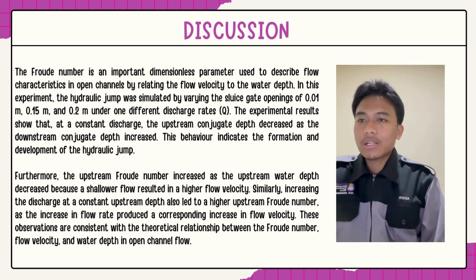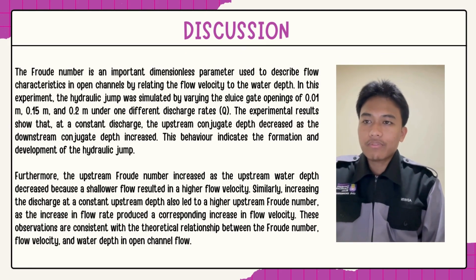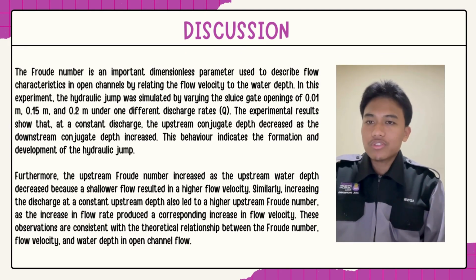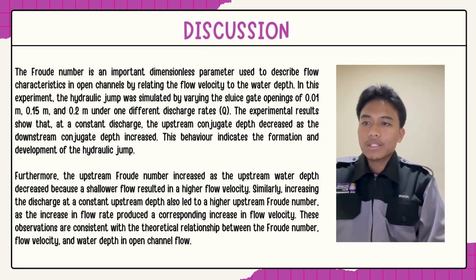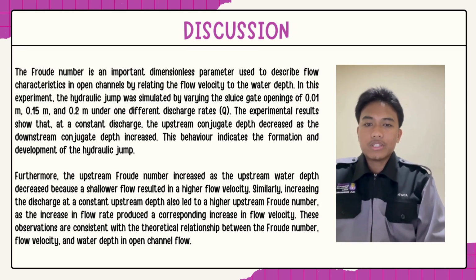For the discussion, the Froude number is an important dimensionless parameter used to describe flow characteristics in an open channel by relating the flow velocity to the water depth. In this experiment, the hydraulic jump was simulated by varying the sluice gate opening of 0.01 meter, 0.15 meter, and 0.2 meter under different discharge rates, which is the Q.